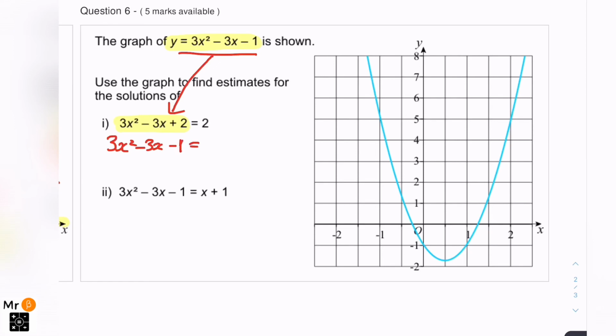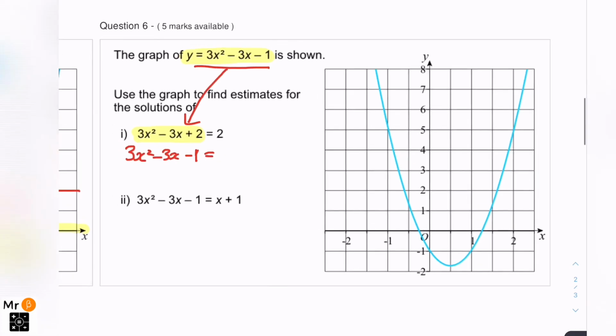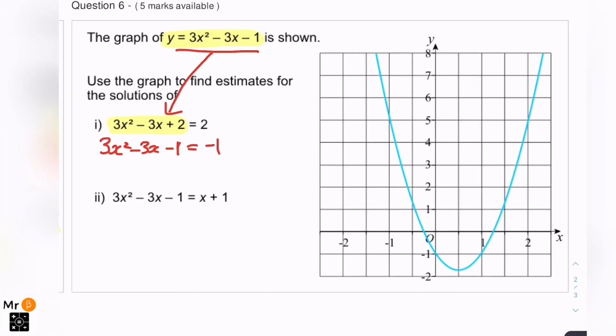That means we need to change that positive 2 into a negative 1. So we need to subtract 3 from the left hand side. Whatever we do to the left, we must do to the right. So therefore, we need to subtract 3 from the right hand side. Once we've subtracted the 3 from the right hand side, we can draw our straight line going across at y equals minus 1. And we can read off our two values for x. The first one is 0 and the second one is 1.